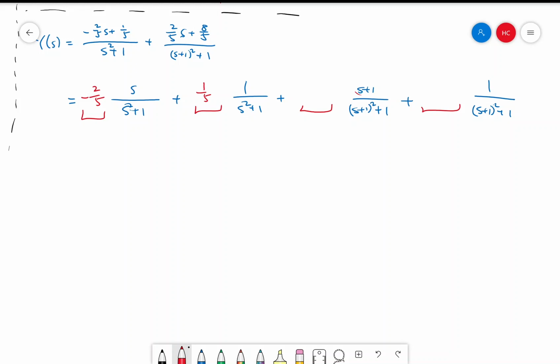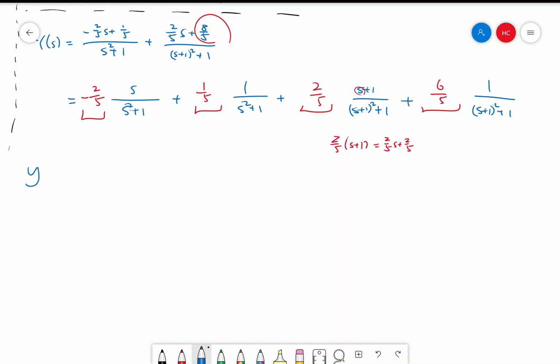For the third one, because this is the only term with s on top, this is 2/5, and 2/5 times (s+1) is 2/5 s plus 2/5. And so the remainder of 2/5 from 8/5 is 6/5. Okay. So that's almost it.